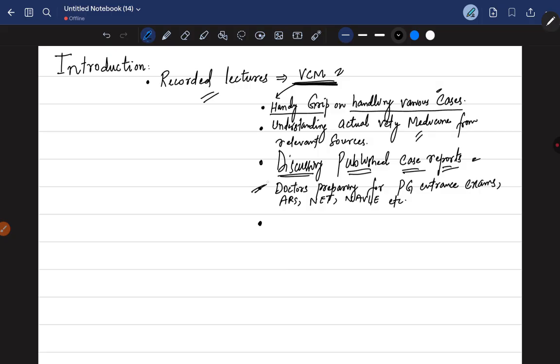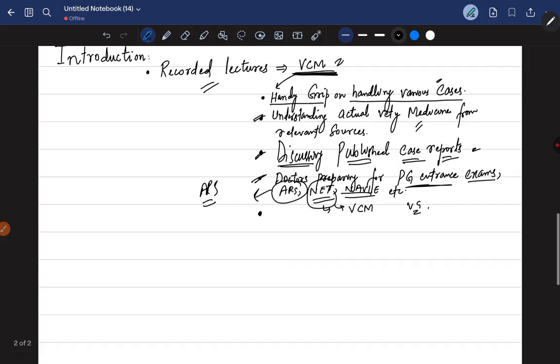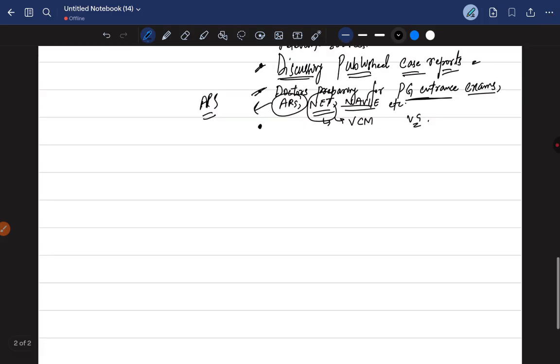This course will also be beneficial for veterinary doctors who are preparing for PG entrance exams like ARS, and some are preparing for NET. As you know, the ARS notification has been advertised, so this course will definitely help them, and also the NET aspirants preparing mainly in veterinary clinical medicine, and other exams like NAVLE, and also the veterinary graduates. So without wasting more time, let us start our first lecture.